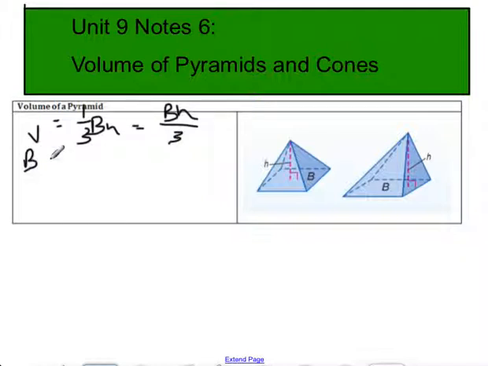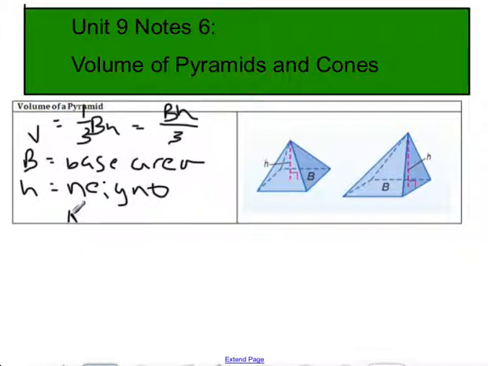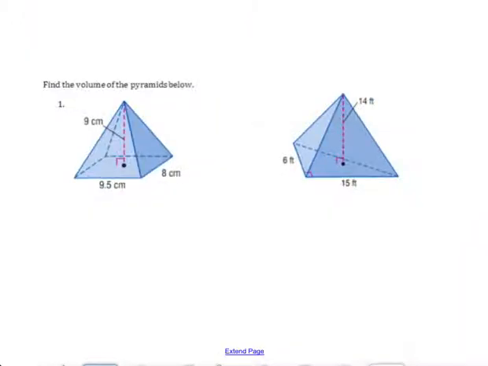Now just as a note, remember that B represents your base area. H represents your height. Now, when we are talking about the height for the volume, we are not talking about the slant height. We are talking about the actual altitude. So we're talking about this here or this here. We're not talking about going along the side, okay? It's basically how tall the pyramid or cone actually is. All right, next, let's take a look at number 1.